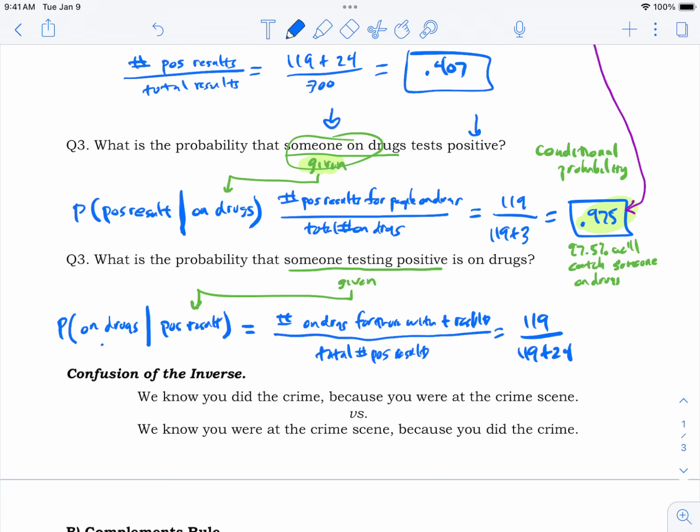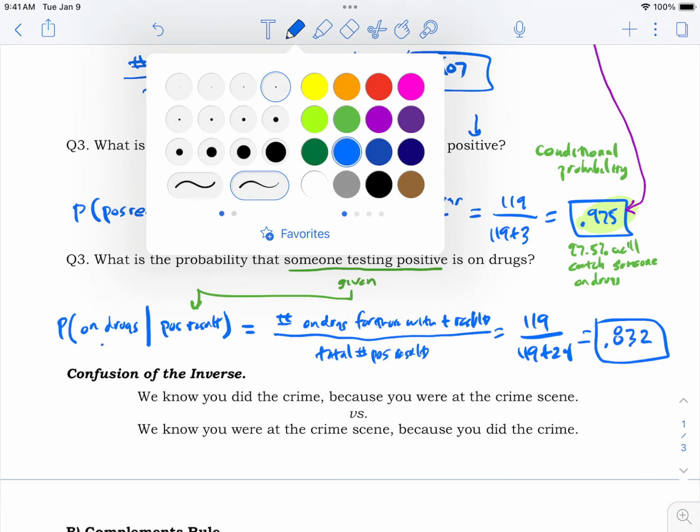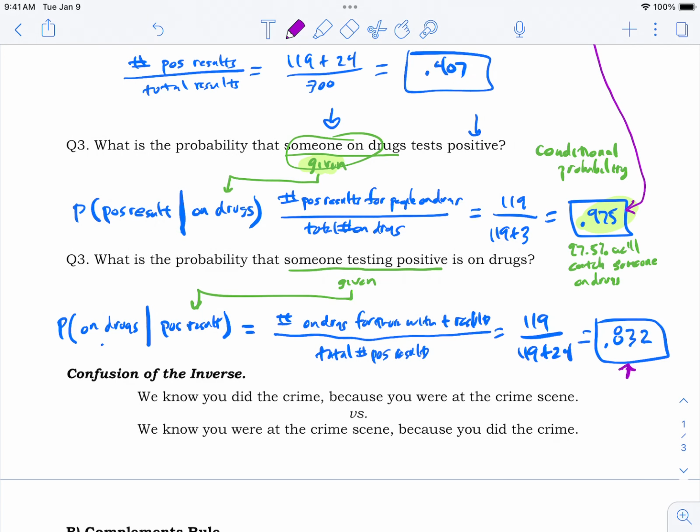And if you work this out and you make it into a decimal, it comes out to 0.832. Now that's amazing to me. Get a load of that number right there. So you're walking around with a positive test result and everyone's going, oh my God, 97.5% chance. And it's like, no, it's only 83 for crying out loud. It's only 83%. So again, confusion of the inverse. These numbers can be very, very different.